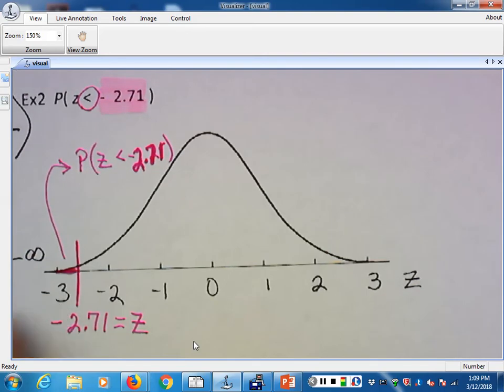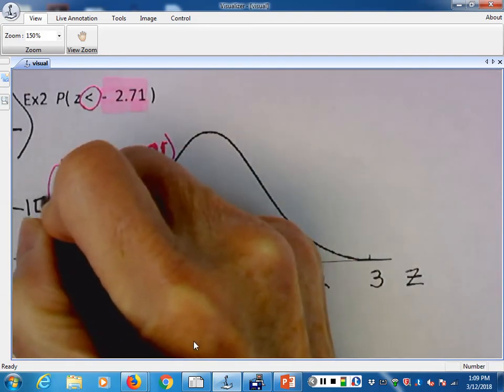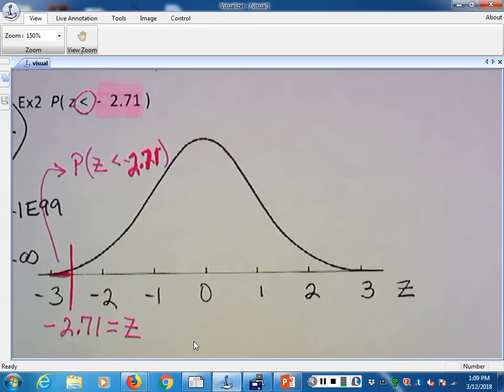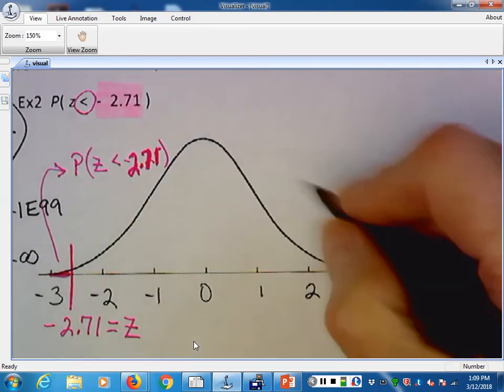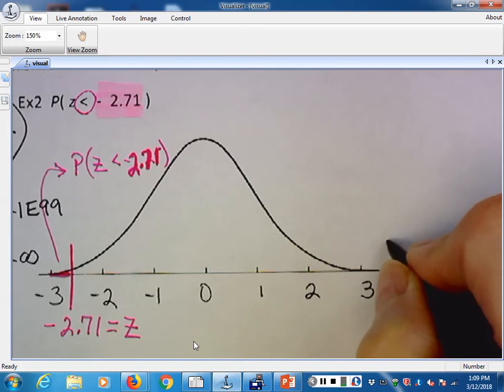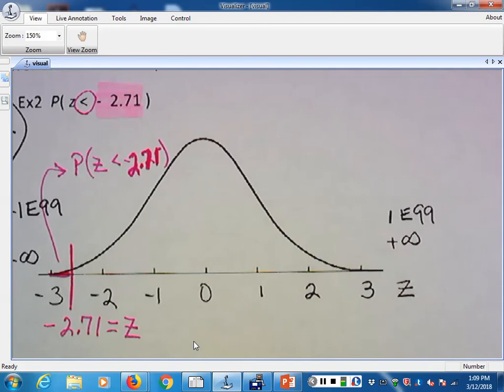Negative infinity, which for us is -1E99. So in our command we'll always use the 1E99, either positive or negative, depending on which end. If it was on this end, then it would be +1E99 for the really big number.